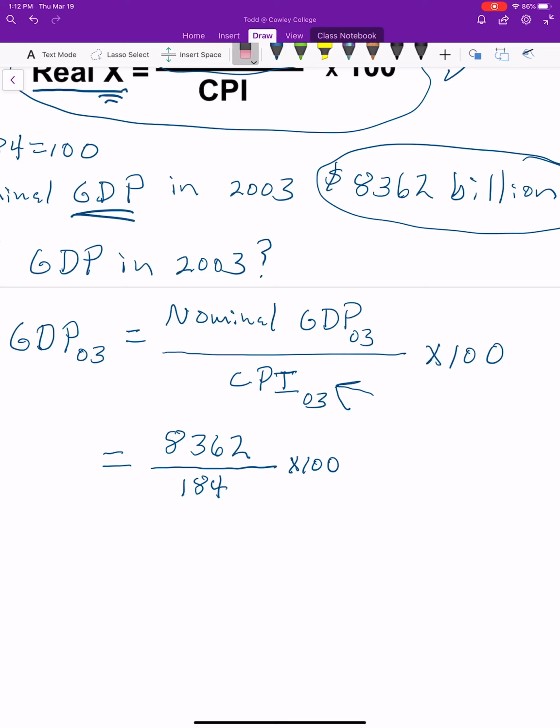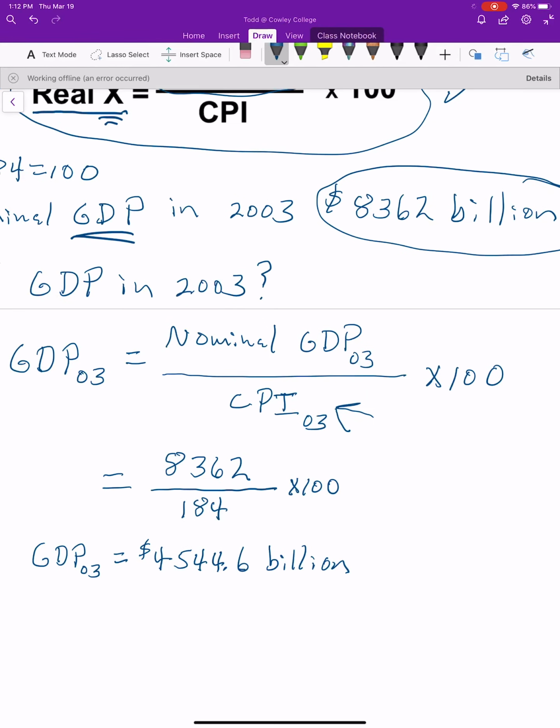So if you plug that into your calculator, our gross domestic product in 2003 will be equal to your 8362 divided by 184, which is going to be $4,544.6 billion. And that is your number for real gross domestic product.